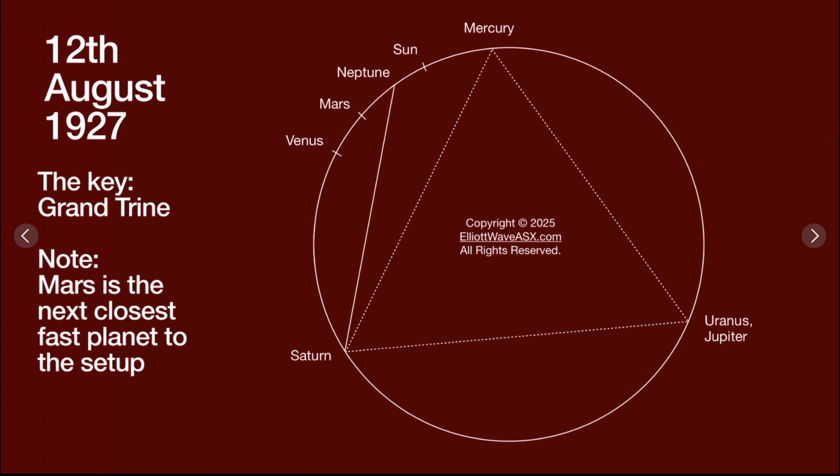Note the position of the other faster moving planets, Mars and Venus, and that Mars is the next closest fast planet to the Grand Trine. The Sun is not counted, and Neptune is a slow-moving planet.